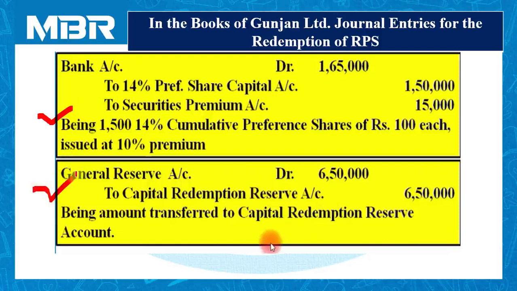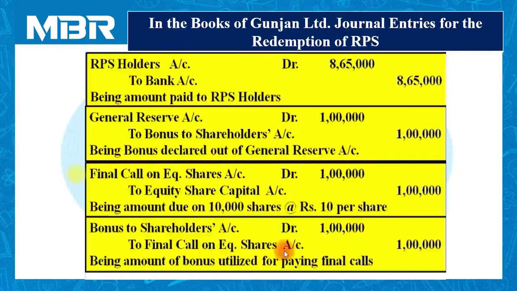Then we have transferred rupees 6,50,000 to capital redemption reserve, that is CRR account. We have enough amount in general reserve. So we have transferred rupees 6,50,000 from general reserve account to CRR. Again, it is time to pay amount to RPS holders. So we have paid amount to RPS holders rupees 8,65,000.